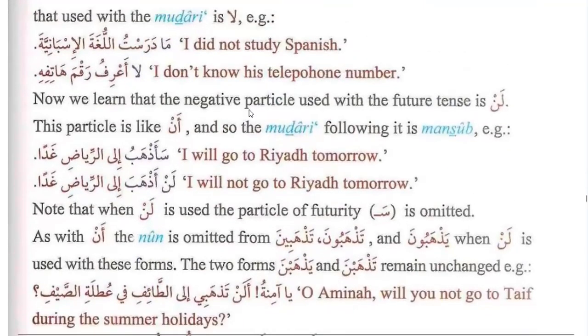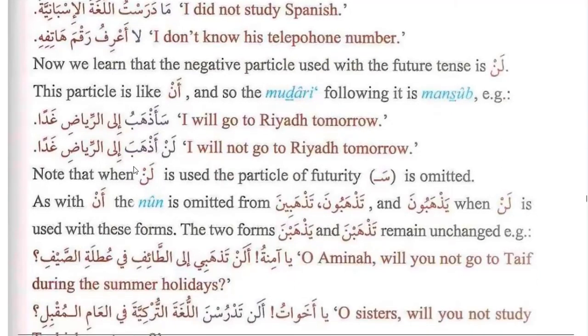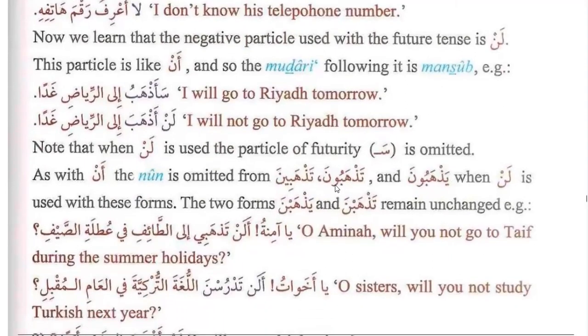Then lan is like a sister of an. So lan will make the fail muzare mansub, just like an makes the fail muzare mansub. The other thing is that lan, just like an, also deletes the noon of the fil muzare, except yazhabna and tazhabna, which don't delete.